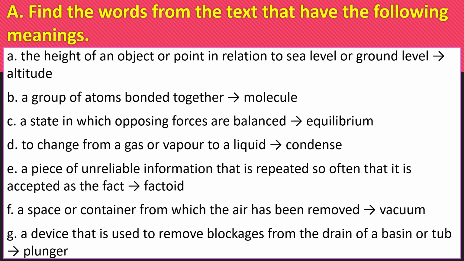E. A piece of unreliable information that is repeated so often that it is accepted as true: factoid. F. A space or container from which the air has been removed: vacuum. G. A device that is used to remove blockages from the drain of a basin or tub: plunger.